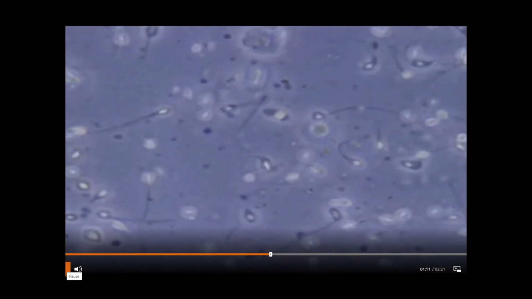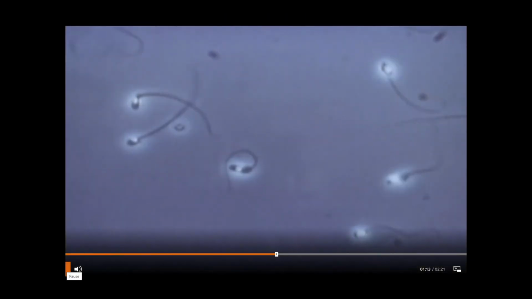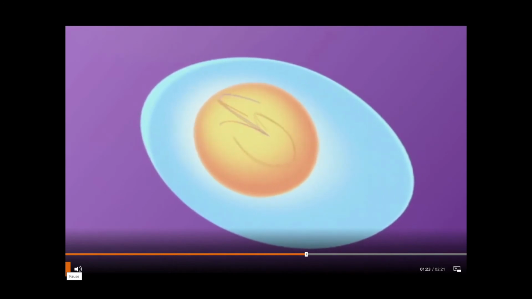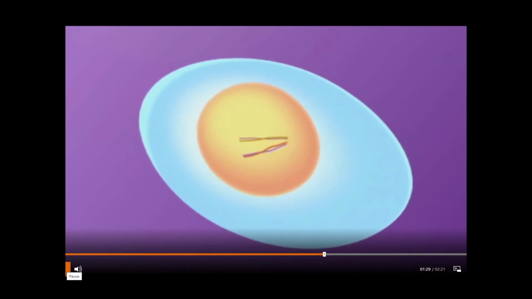The only place in the body where mitosis is not used to make new cells is the production of sex cells. This process is called meiosis. Meiosis starts with a normal cell just like mitosis. But immediately before a cell divides, the DNA of every chromosome is copied, leaving the cell with twice its usual number of chromosomes.